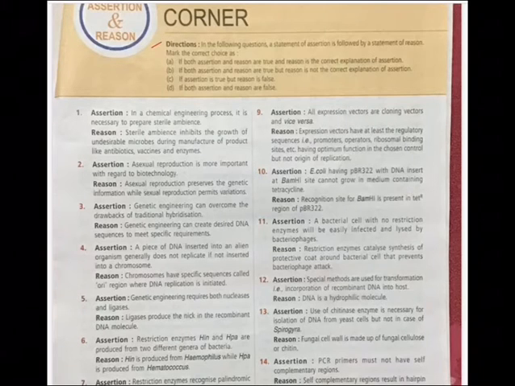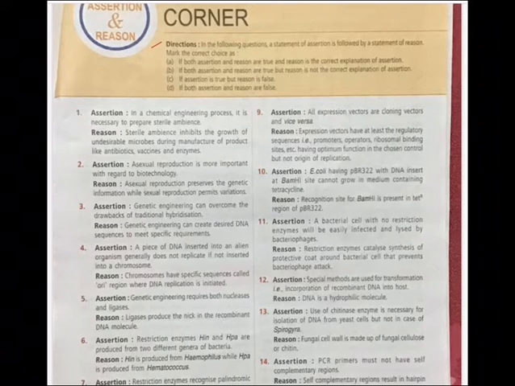Directions are same. You get 4 alternatives. Answer A, if both assertion and reason are true, and reason is the correct explanation of assertion. Answer B, if both assertion and reason are true, but reason is not the correct explanation of assertion. C, if assertion is true, but reason is false. D, if both assertion and reason are false.